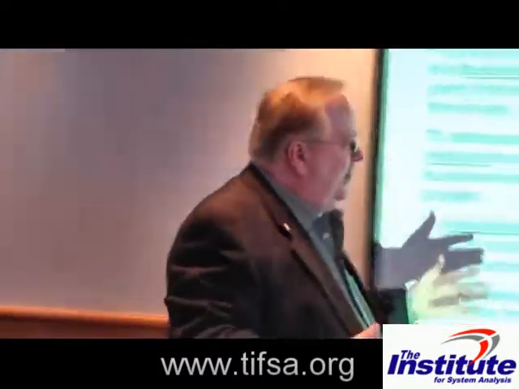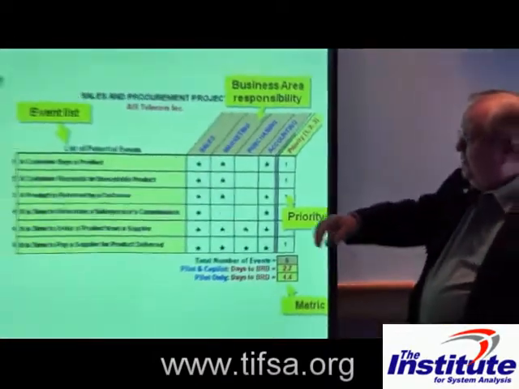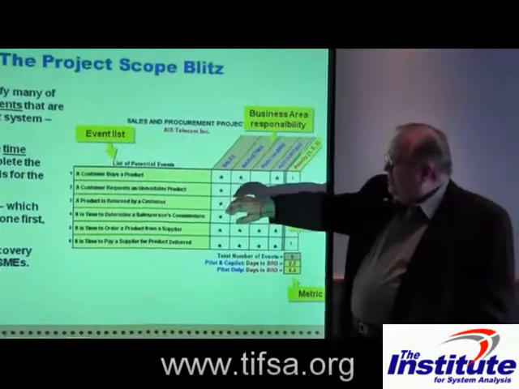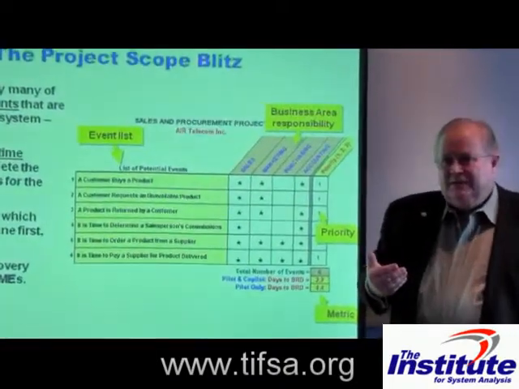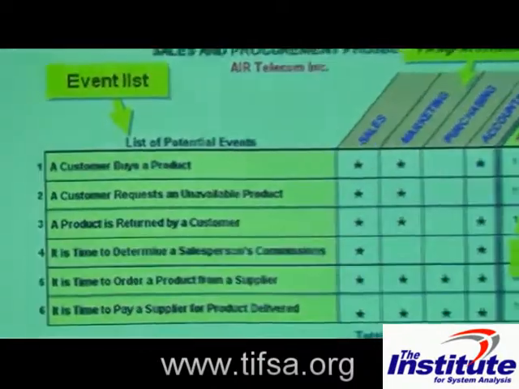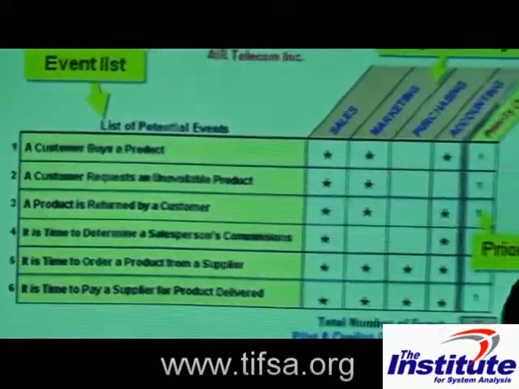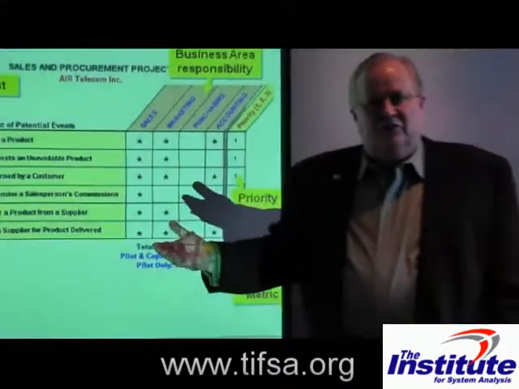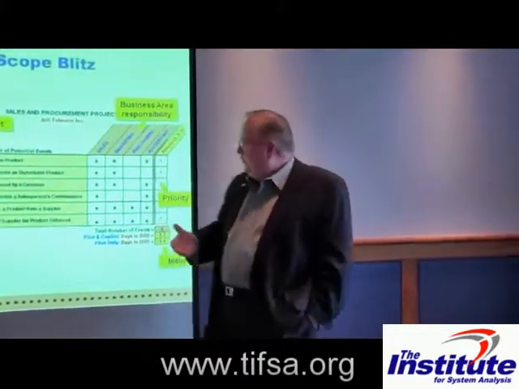So you can see here on this event table that as you ask them questions about potential events, you start listing them. And the average project will probably have about 25 of those. I'm not saying it will always be 25. It could be 12, it could be 52. Once you get over 50, you're talking about a pretty big project at that point.